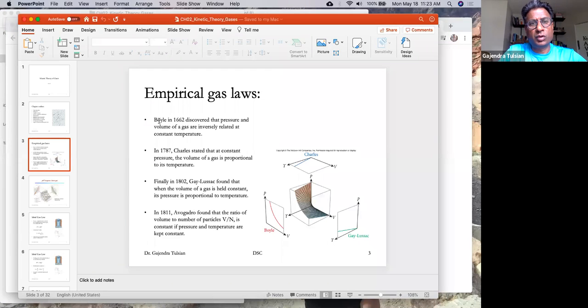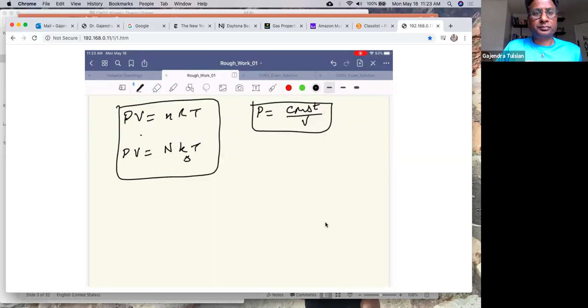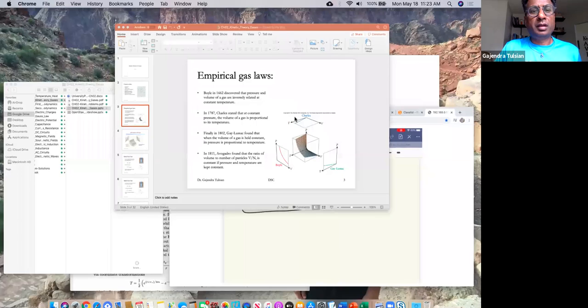What Mr. Boyle discovered was that the pressure and volume of a gas are inversely related at constant temperature. If you keep the temperature constant, the product of pressure and volume is constant. So pressure and volume are inversely related.